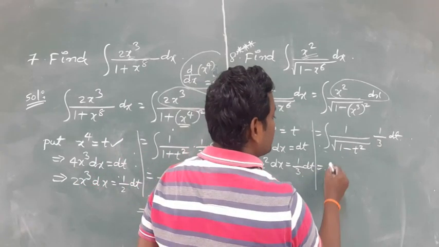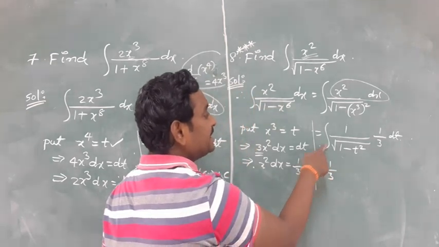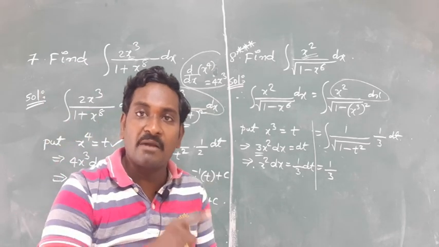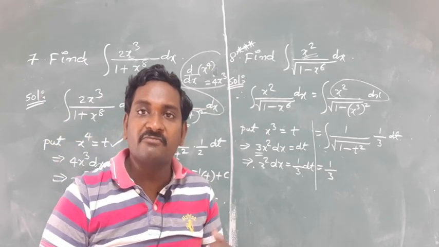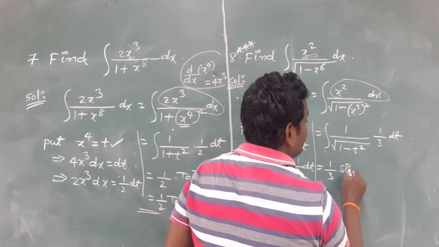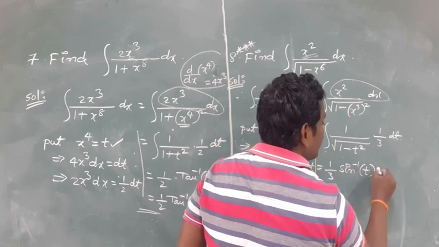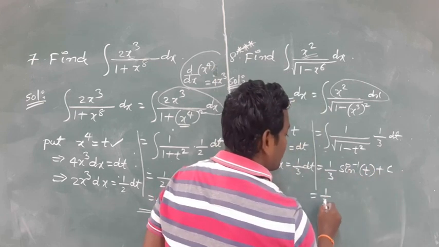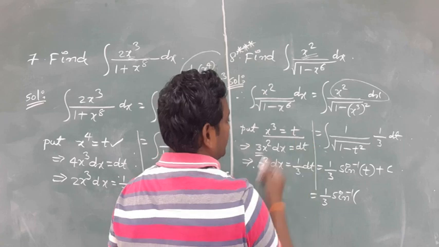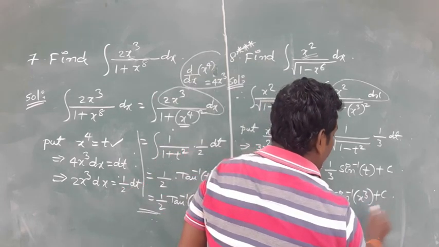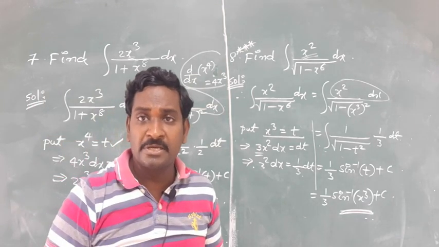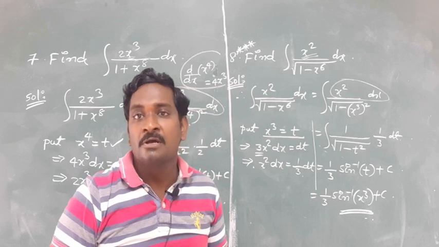So 1 by 3 is the constant term, right, outside, and the remaining part is integration of 1 by root over 1 minus t square dt. It is in the form of integration of 1 by root over 1 minus x square dx, which is the inverse trigonometric sine term, sin inverse of x plus c. So here we have t, that's why you should write the answer in terms of t. Sin inverse of t, that is equal to 1 by 3 into sin inverse of x cube plus c. Don't forget to replace the value of t in the last step. It is very important in examinations. Okay. Thank you very much. See you in the next video session.